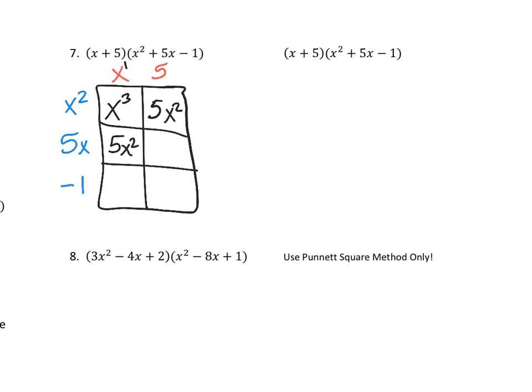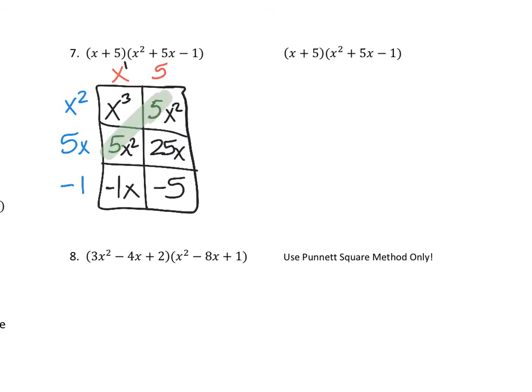What about the next box? What goes there? 25x. Remember, we're multiplying here. This is a multiplication problem. X times negative 1 is negative 1x, and 5 times negative 1 is negative 5.